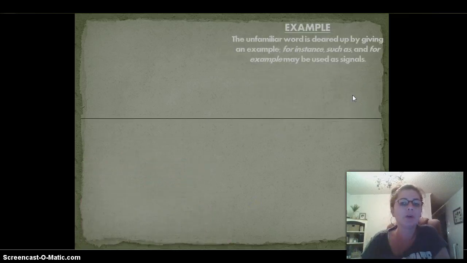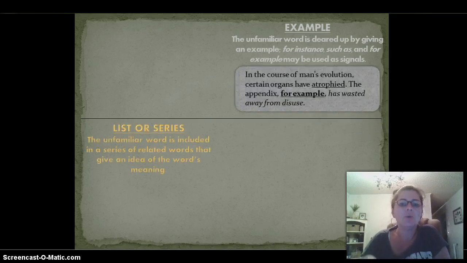Let's take a look at our next one. We have example. The unfamiliar word is cleared up by giving an example. And you're going to see signal words such as, for instance, such as, and for example. Let's take a look at our example. In the course of a man's evolution, certain organs have atrophied.